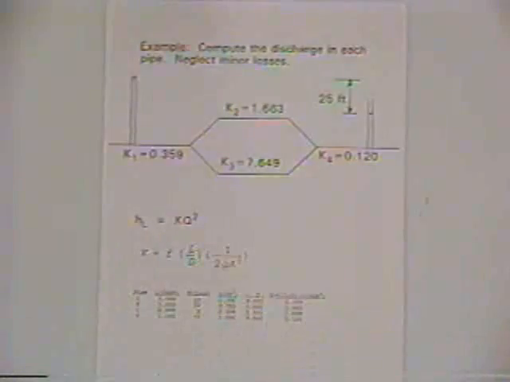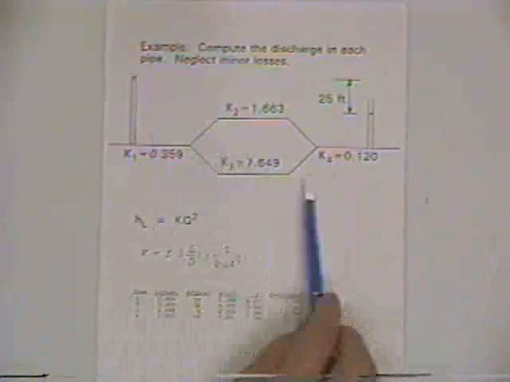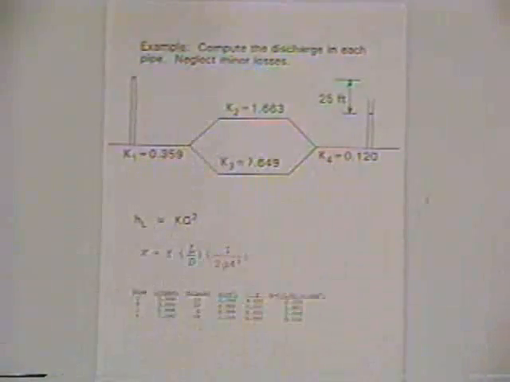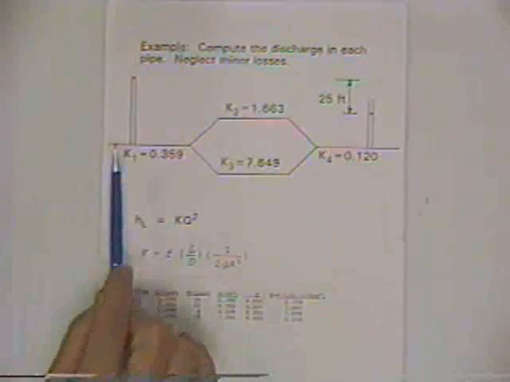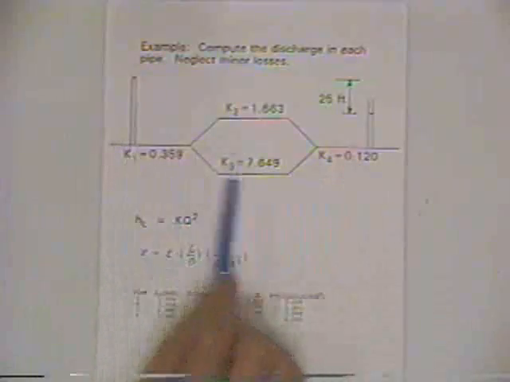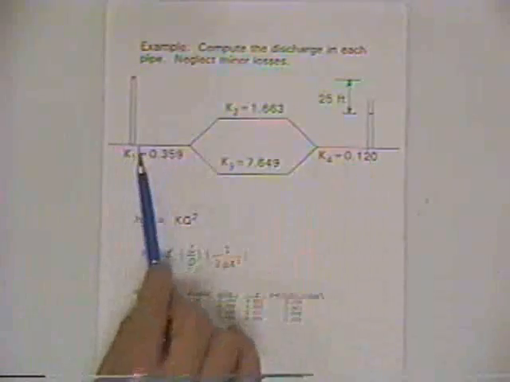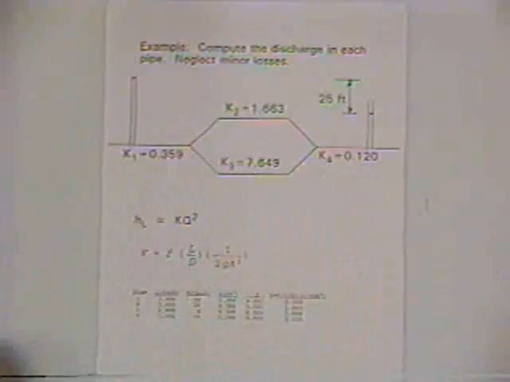And so here, to simplify the problem, I've given the K's. These K's can be computed from the Darcy-Weisbach equation, and they could even very easily reflect minor losses as well. And so the K's are given, and again, we don't have two reservoirs. What we've got is two pipes. The velocity heads are the same because the diameters are the same.